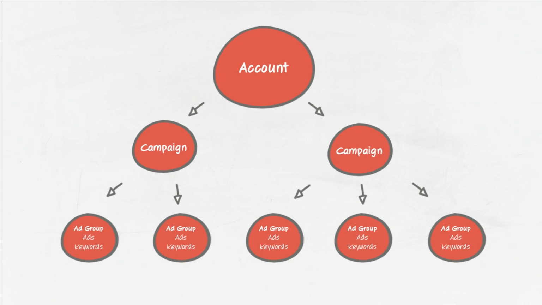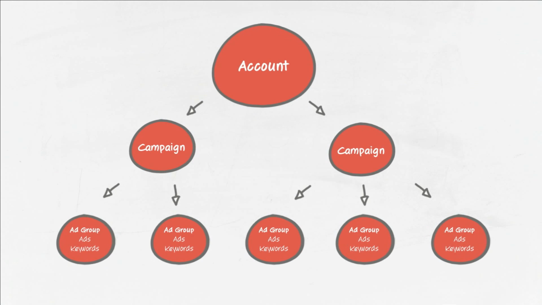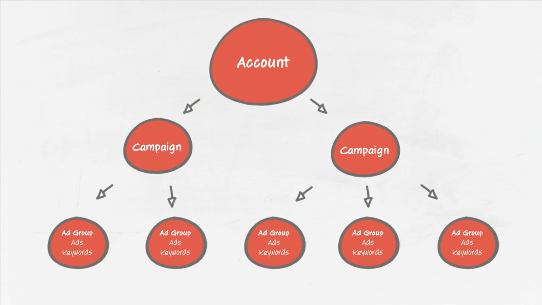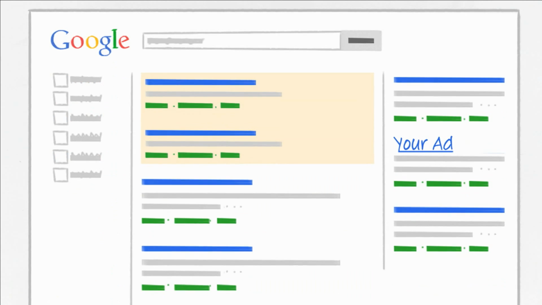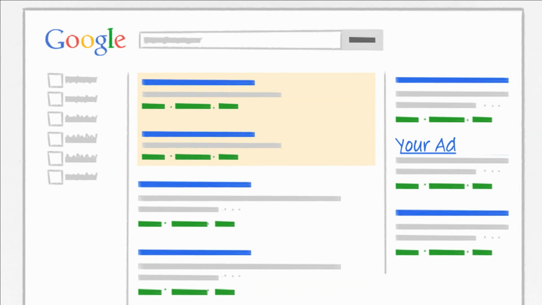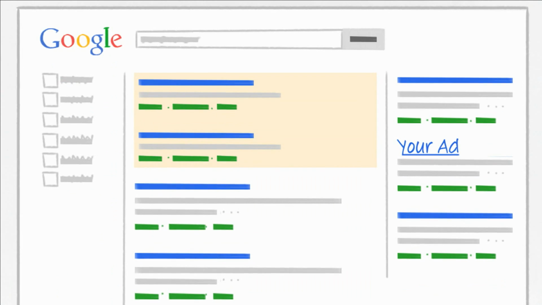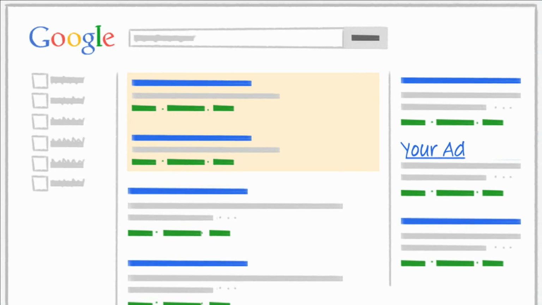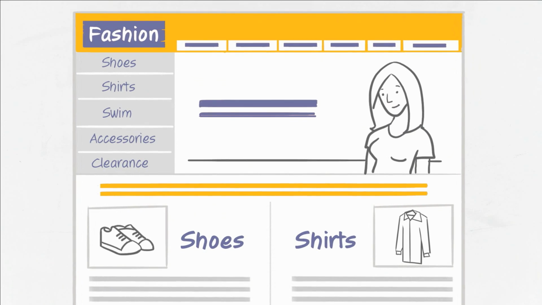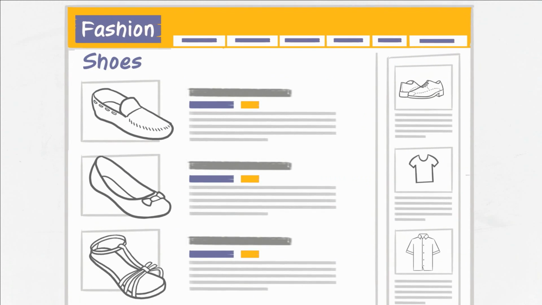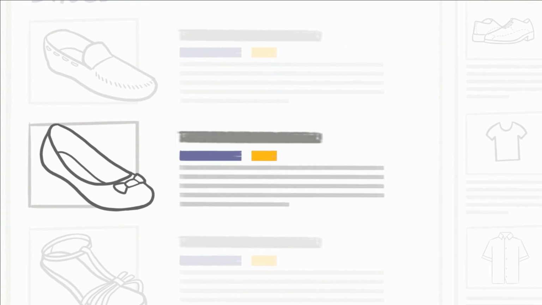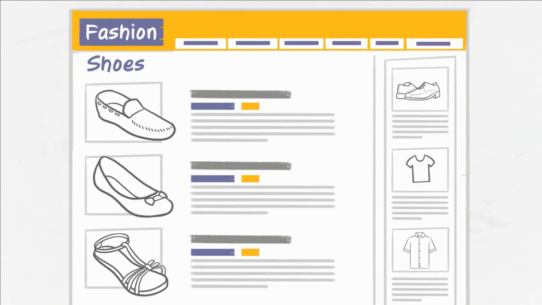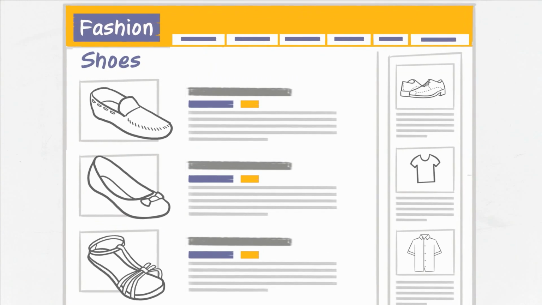Next up are ad groups. Ad groups sit within campaigns, and they are exactly what they sound like. Groups of ads and their related keywords. Ad groups make it easy for you to target your ads to specific customers. Just like campaigns, your ad groups will have a label that determines what kind of ads and keywords are stored inside. Take the shoes campaign, for example. You may create an ad group for moccasins, ballet flats, sandals, and more. Each of these ad groups will contain ads and keywords related to these products.